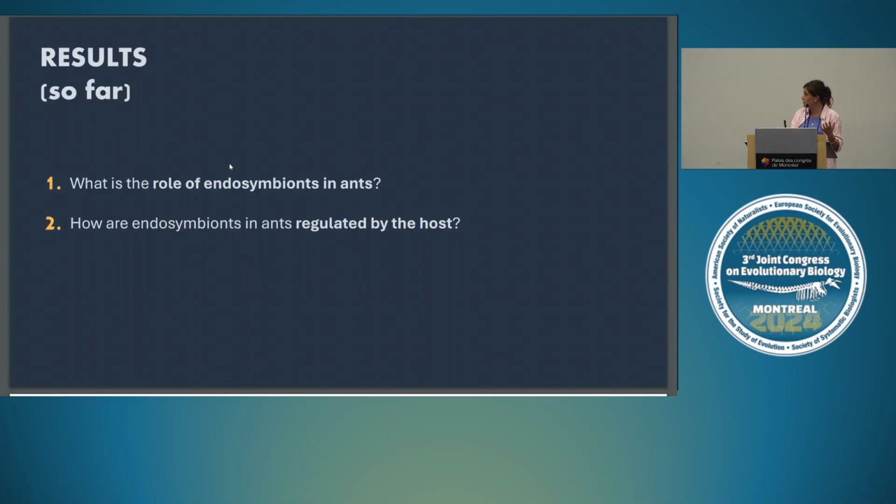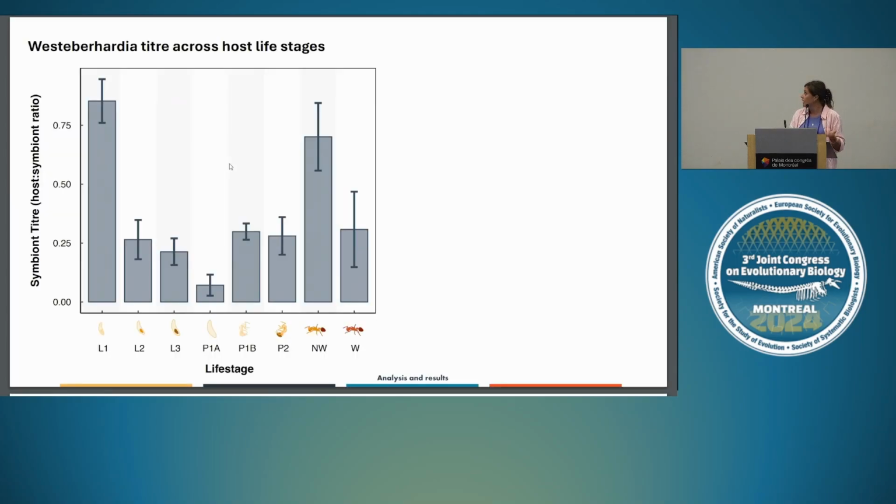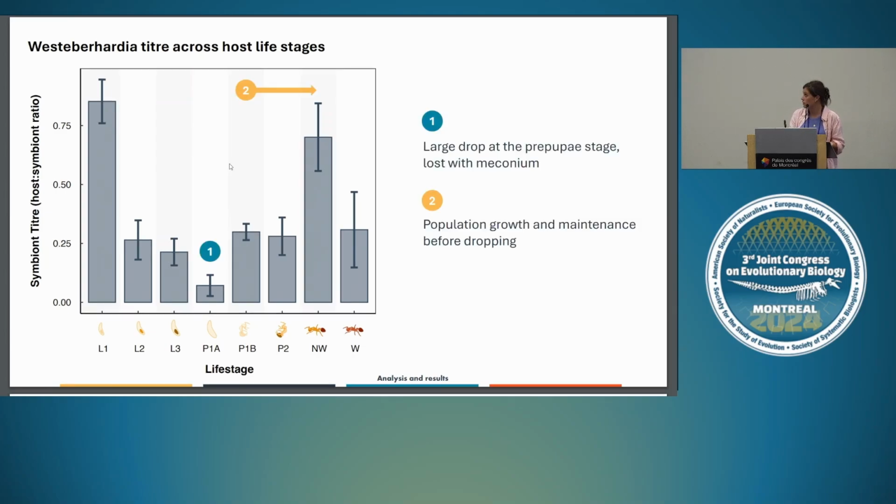So the results so far, going back to those questions, the role of the symbiont and how the host is regulating it. The first thing that I looked at was the symbiont titer. And what you can see is there's actually quite a dynamic relationship between titer and life stages. So it's highest in the larval and pupal stages and newly emerged workers. And you see this quite dramatic drop at the prepupation step.